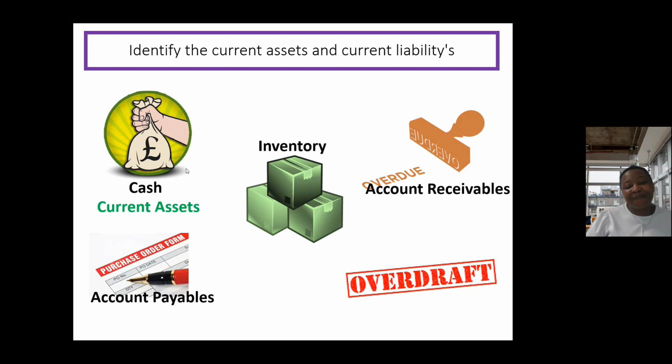Cash is a current asset. Now, inventory, initially I had explained what inventory is: the goods we have with the intention to resell. And I said that inventory could take the form of raw materials, work in progress, or finished goods. So inventory is a current asset as well.